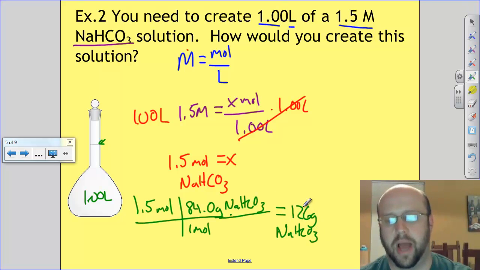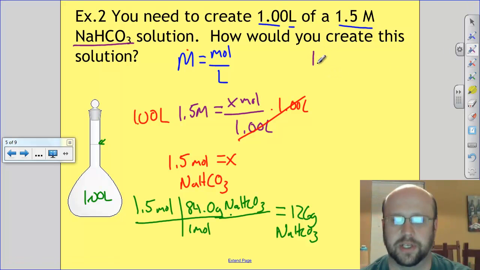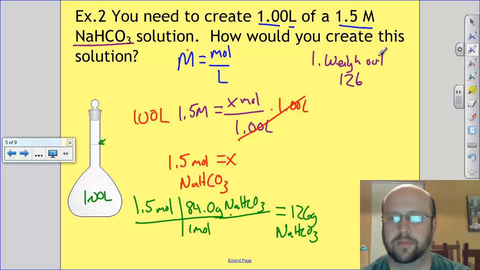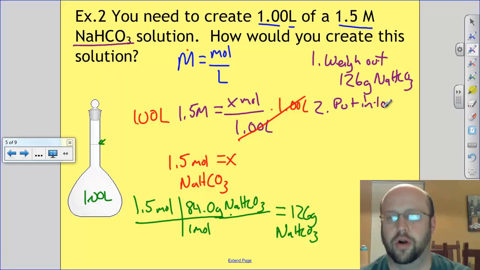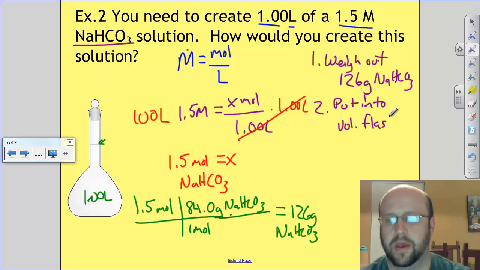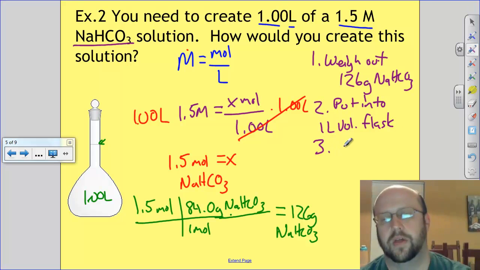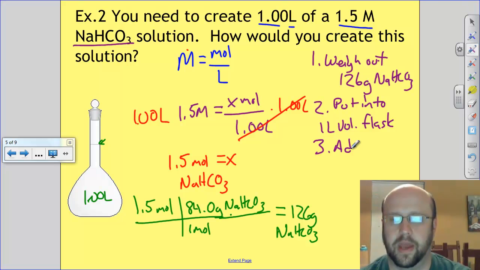So, how then would I create the solution? Okay, and this is where you'd sort of write a couple of things out. I'd put 1, weigh out 126 grams of sodium bicarbonate, put into flask. Now, be a little bit more precise than that, but put into volumetric flask. Okay, and actually, let's correct that into 1 liter volumetric flask. Then step 3 is add water to line.